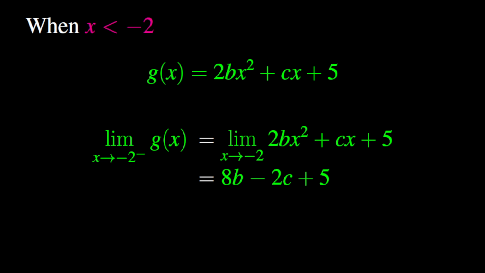Therefore, the left-hand limit of the function as x approaches negative 2 is the limit as x approaches negative 2 of 2bx squared plus cx plus 5. This limit equals the value of the function 2bx squared plus cx plus 5 at the point negative 2. This equals 8b minus 2c plus 5.